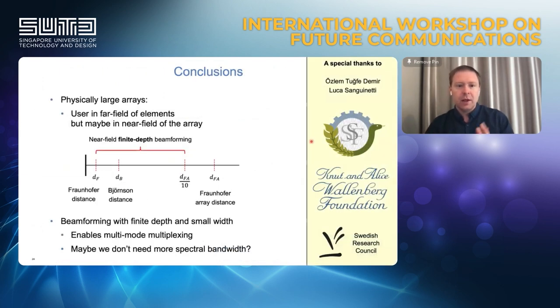So reaching the conclusion: when you have physically large arrays, you as a user will be in the far field of the individual elements, but you might be in the near field of the entire array. So you are beyond the Fraunhofer distance of the individual elements, but you are below the Fraunhofer array distance divided by 10, and this is where finite-depth beamforming shows up. And if you are beyond the Björnson distance, you can get all of the amplitude of the signal, but you will get different phases, and that is what allows you to do what I call multimode multiplexing, where the signals are limited both in beam width and in beam depth, and you can resolve multiple of them at the same time at the same device.